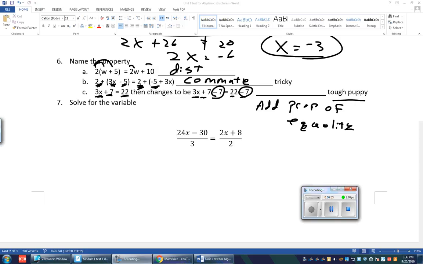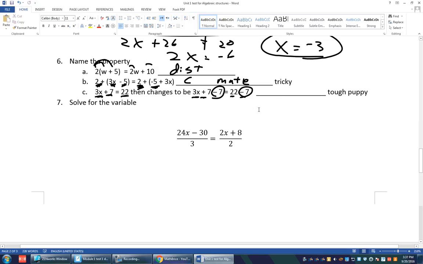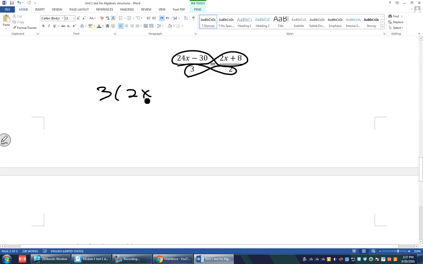And now for number 7, solve for the variable. Let me see, there's 2 fractions, so the easiest thing to do is product of the means equals product of the extremes. 3 times 2x plus 8 equals 2 times 24x minus 30.